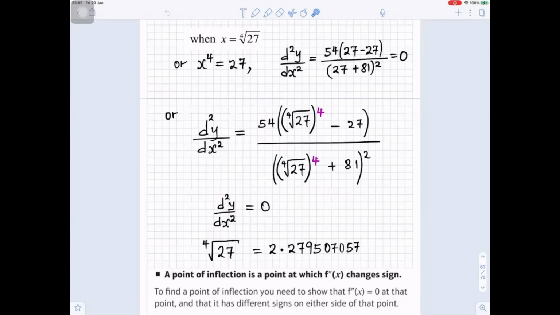You need to check a number which is smaller than 2.279 and a number which is bigger. Looking at this, a number smaller than 2.2, like 1, and a number bigger than 2.2, like 3, to see if there's a change of sign from positive to negative.